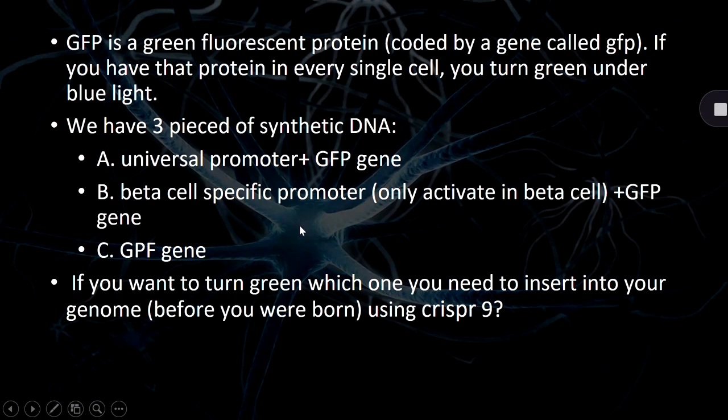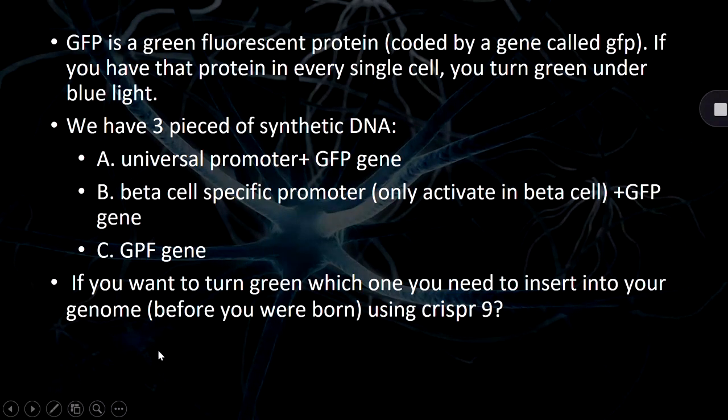Let's take a look. The first one is the universal promoter, which means this promoter will be activated in every single cell in any situation. Downstream of this promoter is going to be the GFP gene. The next choice is a beta cell specific promoter, which means this promoter only activates in beta cells, and downstream is the GFP gene. The third choice is a GFP gene only.